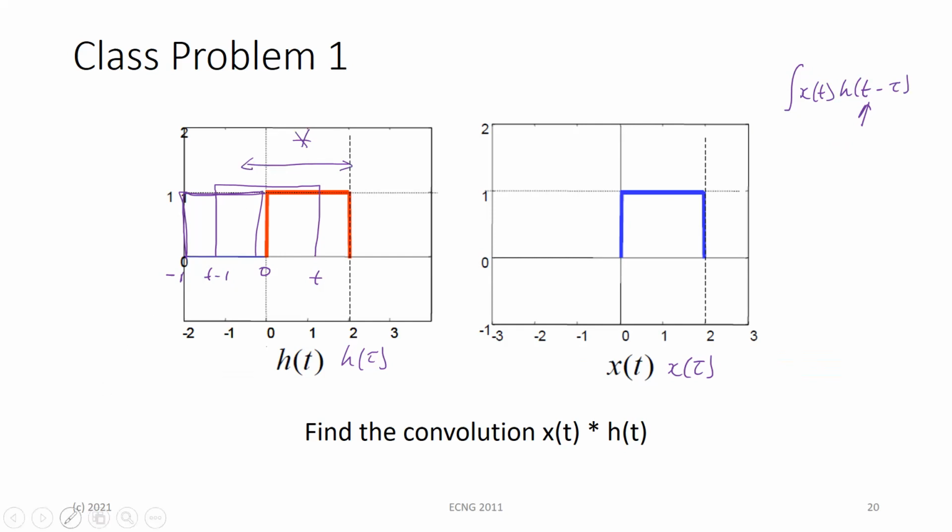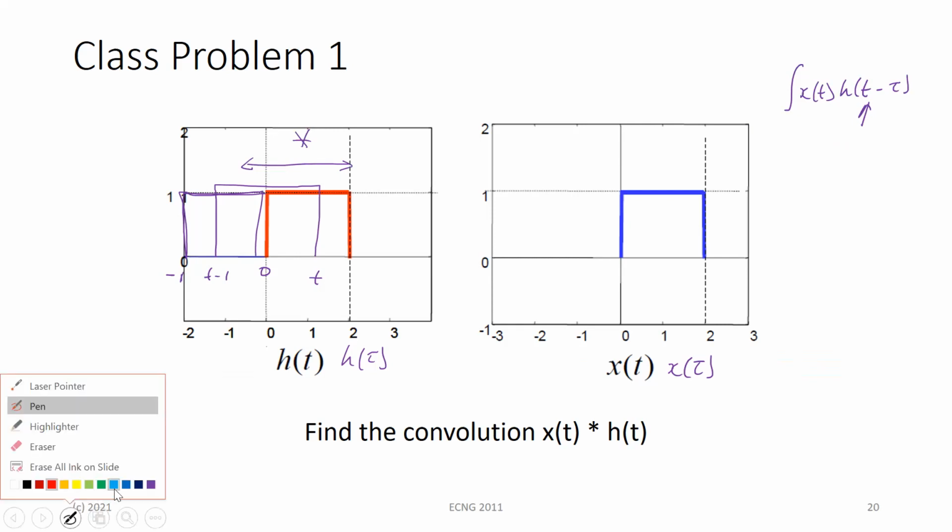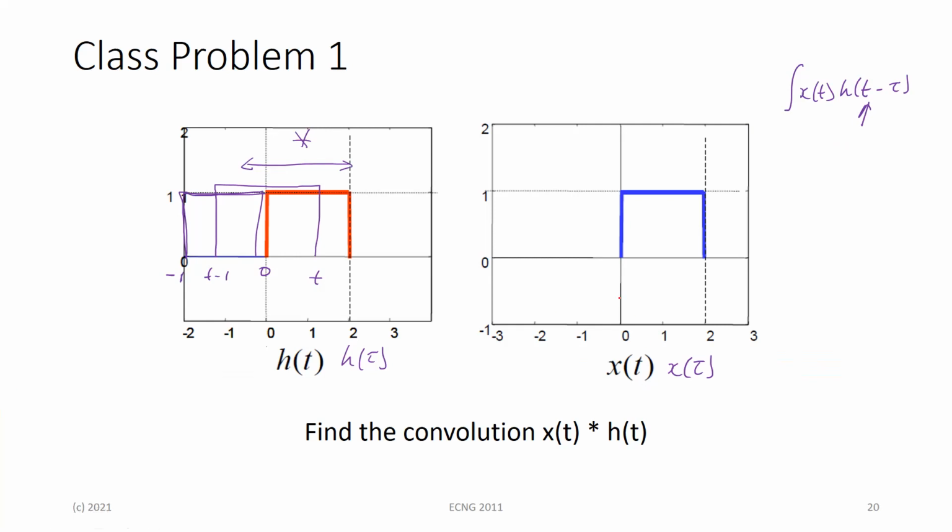Let me get a different color here. We have blue here, so red. So the zones now. This is h(t minus tau). This is t. This is t minus 1 here.